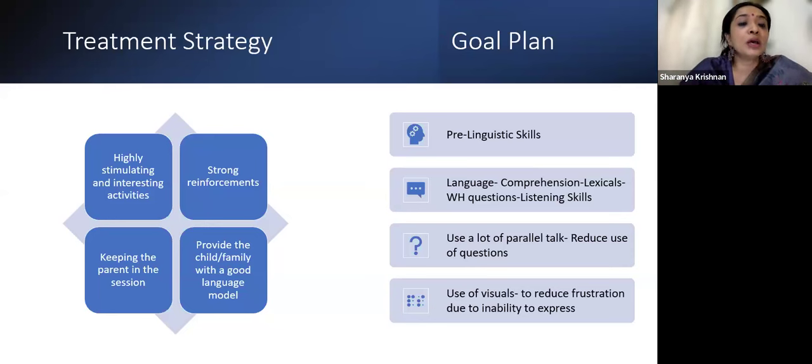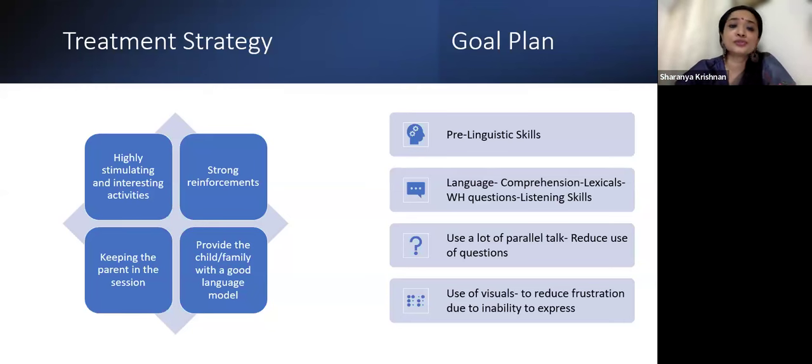The second one would be keeping the parent inside the session. Now, this could work both ways, but I prefer to start by involving the parent in the session. One, because the child is aggressive and it would be helpful to have the mother along with me during the session. Two, also for the parent to understand the nuances that are employed during the therapy session. It could be positioning the child, how we present the stimulus, the decision to change the stimulus at some point during the therapy. These are small things that the parents can make note of during the session if they are inside the session.